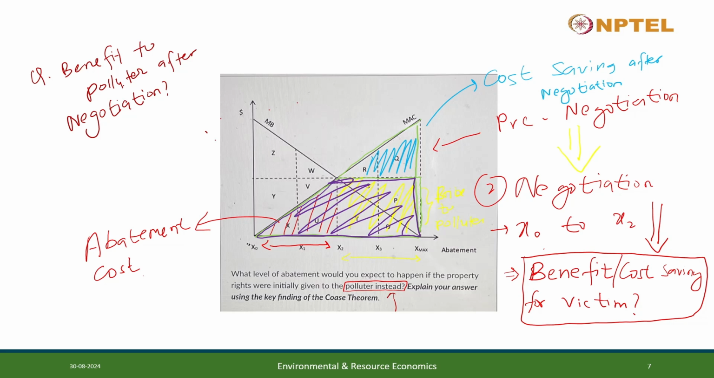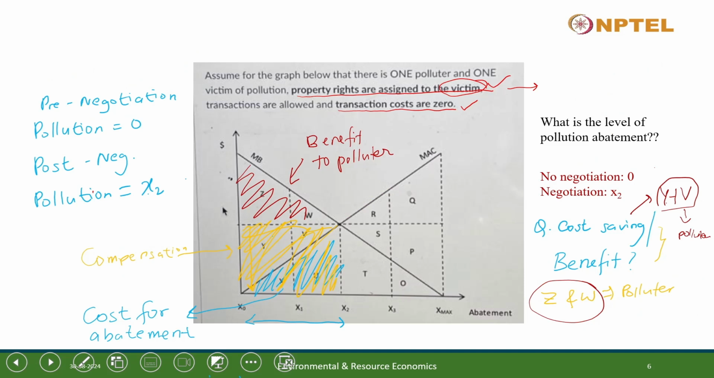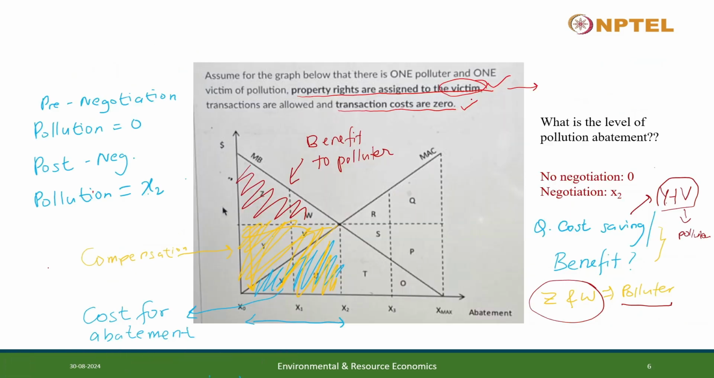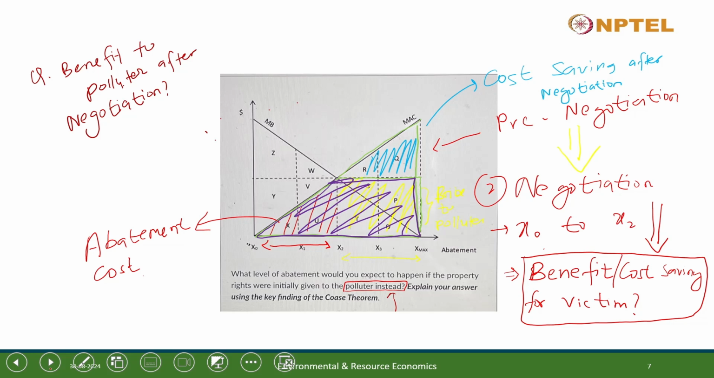Anyone? Ma'am, the area ZW. That will be in the previous case, when the victim has property right. Okay. When the victim has property right, the area ZW will be the benefit for the polluter. Now we are going towards the second case, where the polluter has property right. Now tell me what will be the benefit to the polluter after negotiation.